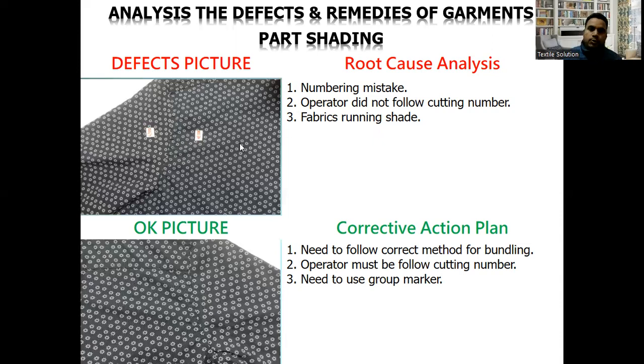So we have to find out why these types of fault occur. If we analyze the root cause behind it, then number one is a numbering mistake. There is a cutting number on the different panels of a garment, and whenever we are sewing, we have to match the number, and then sew, to avoid the shading fault in a garment. So first of all, we have to consider the numbering mistake. Due to mistakes in numbering, we get this fault.